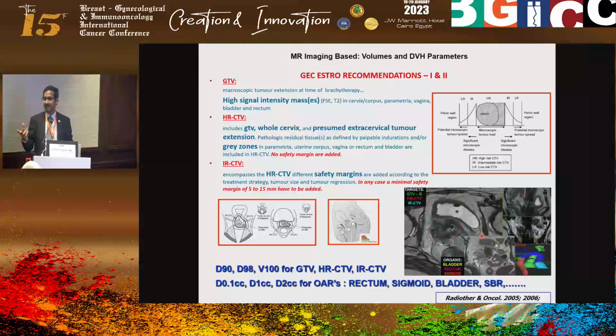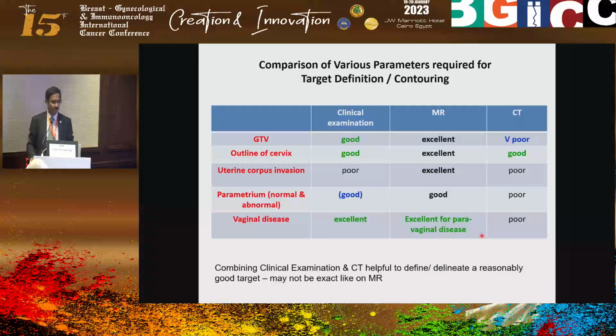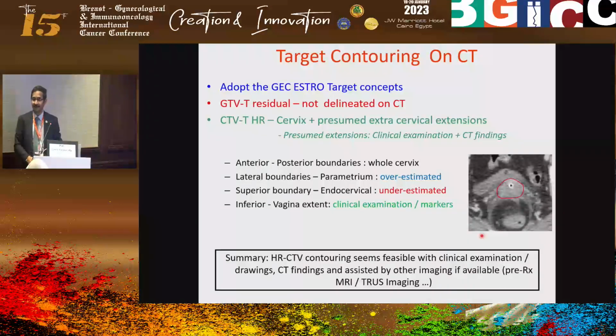So target concept, I mentioned that it is more or less similar to what we have done in MRI. And on CT, we usually contour high risk CTV only, because on CT we cannot see a GTV. We cannot identify gross disease on CT. So it is very dangerous to draw a GTV residual at the time of brachytherapy on CT. But you can draw a high risk CTV, because high risk CTV is nothing but cervix and parametrial tissue if there is some residual disease or minimal residual thing.